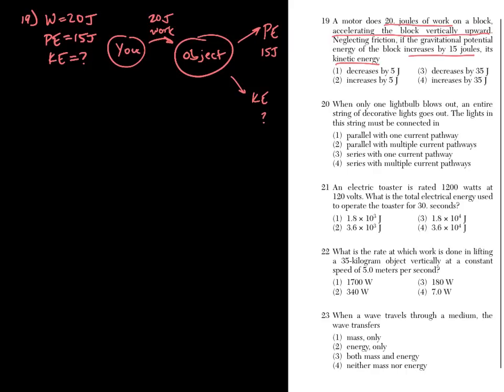Since you're accelerating it upward, you're going to have an increase in kinetic energy. Okay? It's not slowing down. And since we're raising it up, it becomes potential energy as well. And so if we start with a total of 20, and we have 15 as potential, that means 5 is left for kinetic energy.